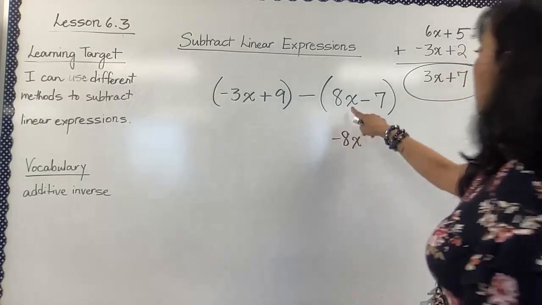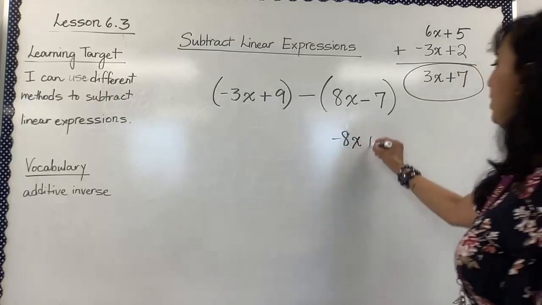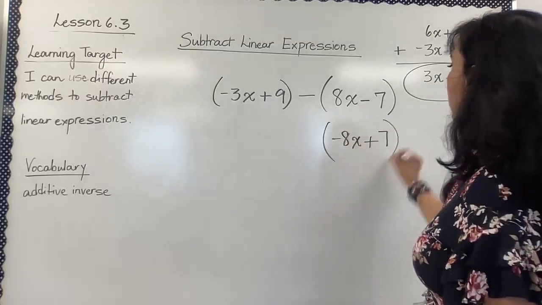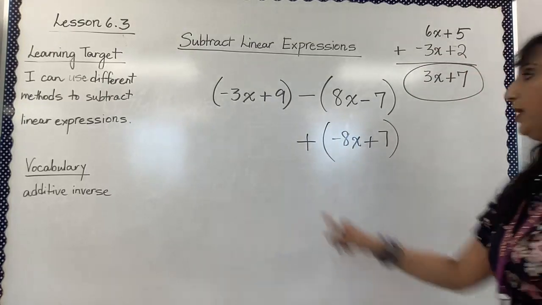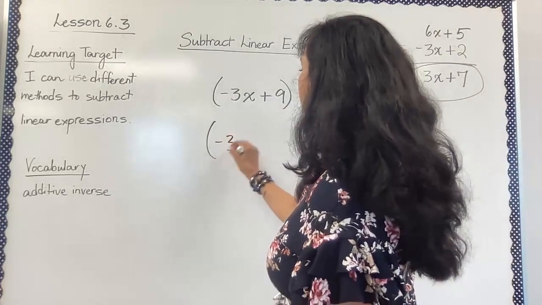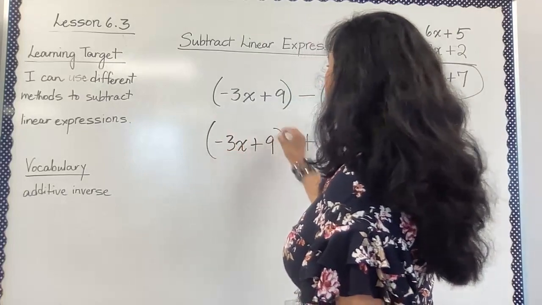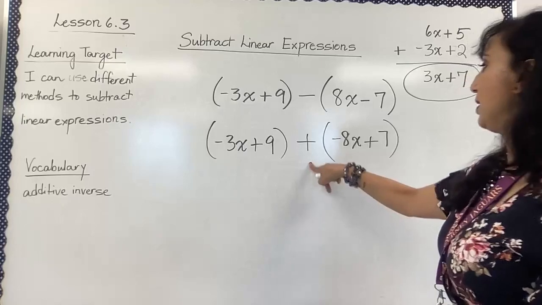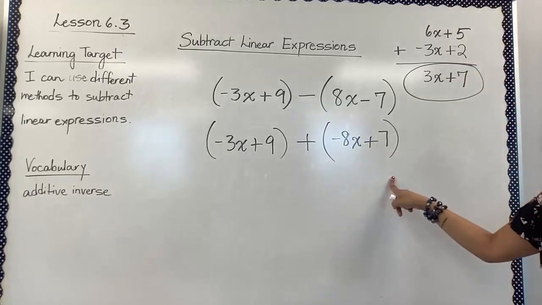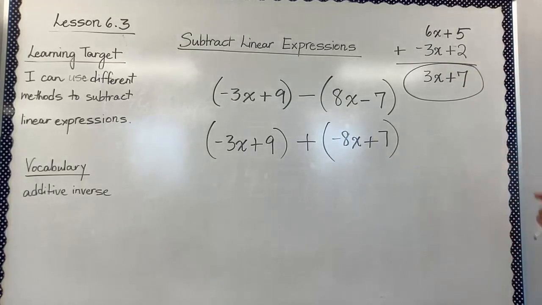What is the additive inverse of minus 7? It would be plus 7. So if I look at this, this is what I'm doing: keep, change, and flip. Keep the original expression, change the minus to the plus, and then flip the signs. So I am basically doing the additive inverse.